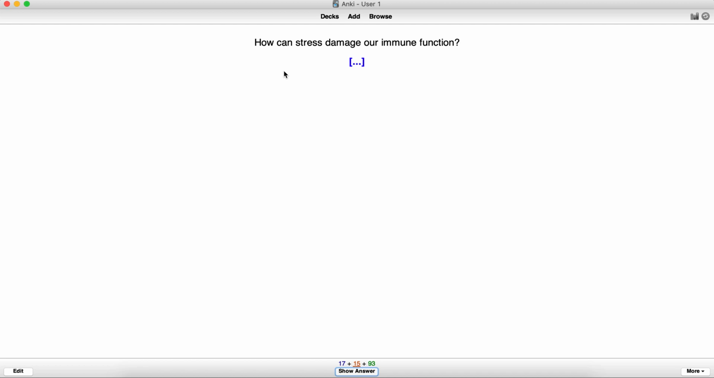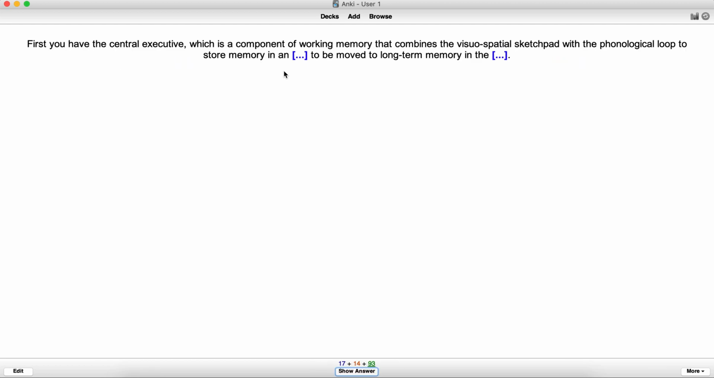How can stress damage our immune function? It causes autoinflammation and reduces immune system activation against pathogens. First, you have a central executive, which is a component of working memory that combines visual and store memory in the episodic buffer to move into long-term memory in the hippocampus.